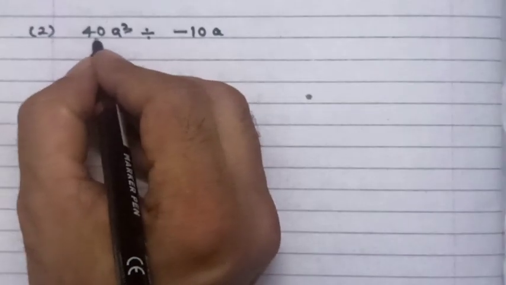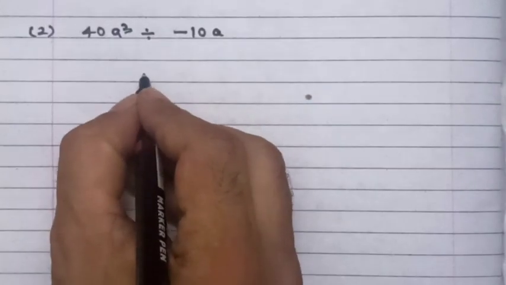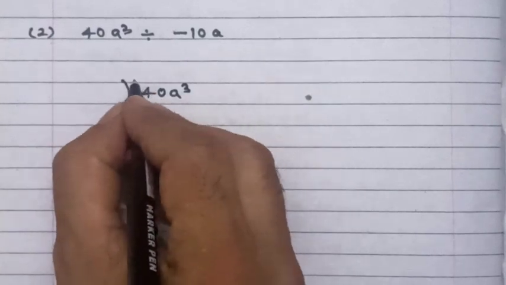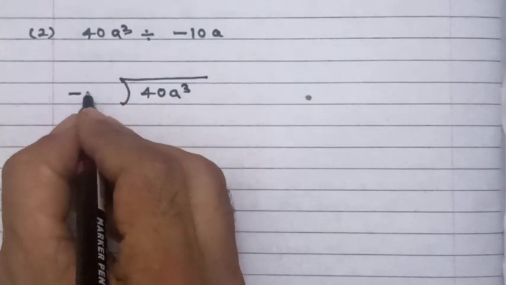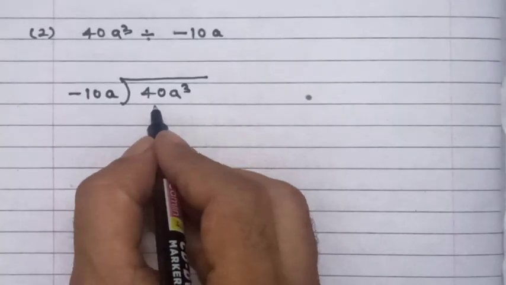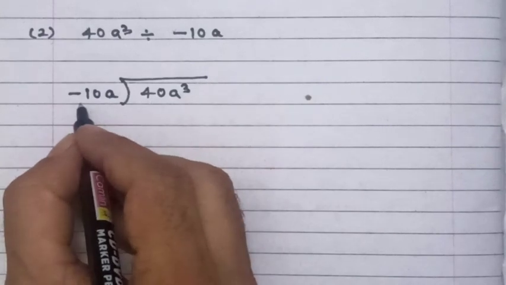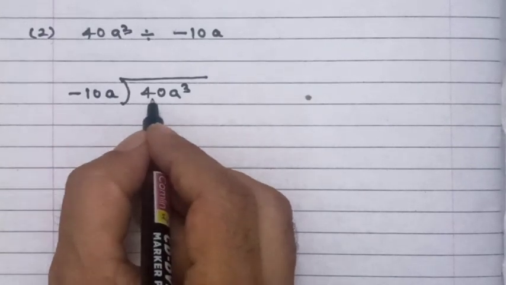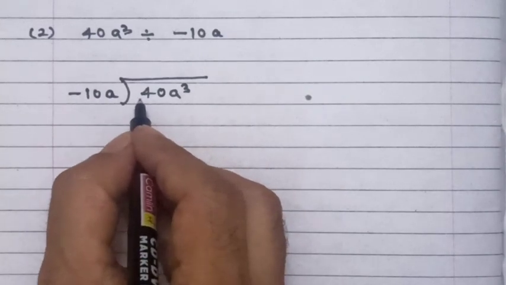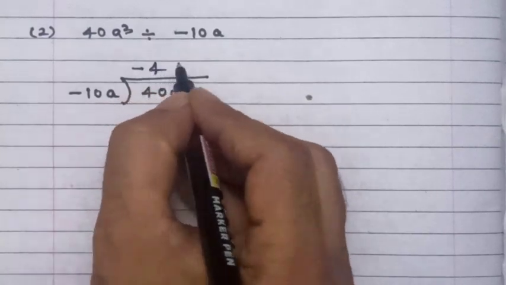Second question, 40a cube divided by minus 10a. So write here 40a cube, inside, outside write minus 10a. Just like the previous question, divide 40 by minus 10. One is plus, one is minus. So when you divide 40 by minus 10, you will get minus 4, 10 fours are 40, so minus 4.